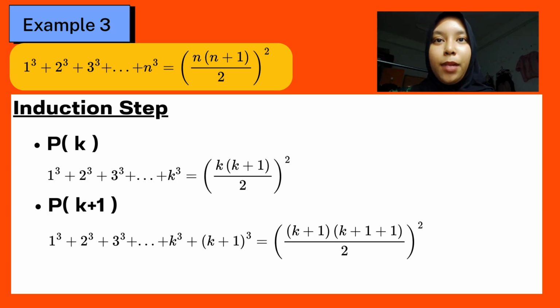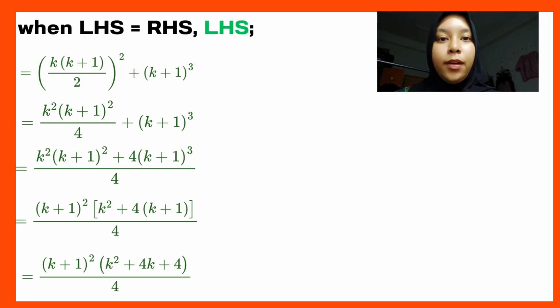For P(k plus 1), that means 1 cubed plus 2 cubed plus 3 cubed plus k cubed plus k plus 1 cubed equals k plus 1 multiplied by k plus 1 plus 1, divided by 2, to the power of 2. So it will be k plus 1 multiplied by k plus 2, divided by 2, to the power of 2.